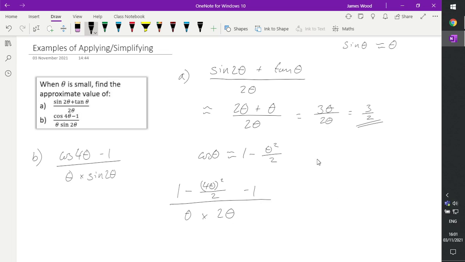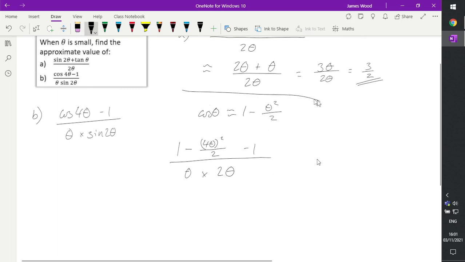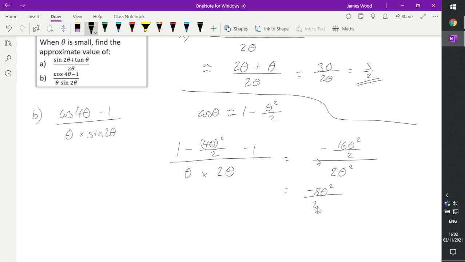And now we can try and simplify this. So I've got 1 minus that and minus 1. So that's just going to give me minus this thing here. So that'd be minus 16 theta squared over 2. On the bottom, I'm going to have 2 theta squared. On the top, if I simplify that some more, I'm going to get minus 8 theta squared divided by 2 theta squared. And you can see these theta squareds are going to cancel out. So let's get minus 8 over 2. So that's then minus 4.